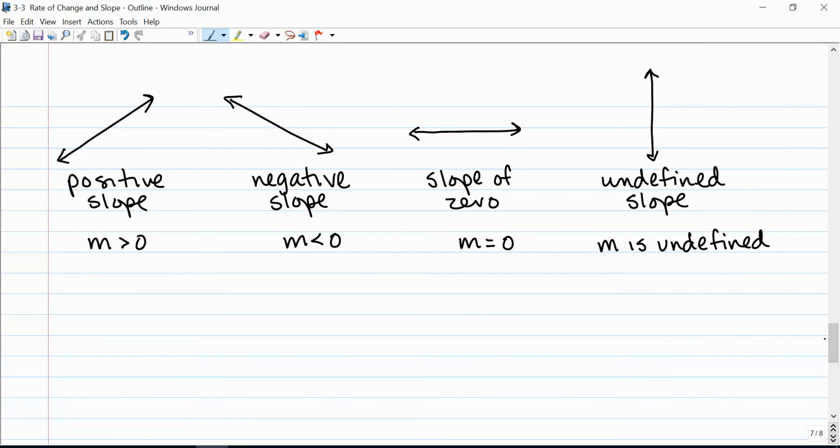So here's a little chart to kind of describe some of the slopes. If a line is basically going uphill as you read from left to right, it has a positive slope, that is m is greater than 0. It's a positive number. If it's going downhill, it has a negative slope, that is m is less than 0. If it's a horizontal line, it has a slope of 0, that is m equals 0. If it is a vertical line, it has an undefined slope. M is undefined. We don't even use a number here, we just write the word undefined. So please memorize these.